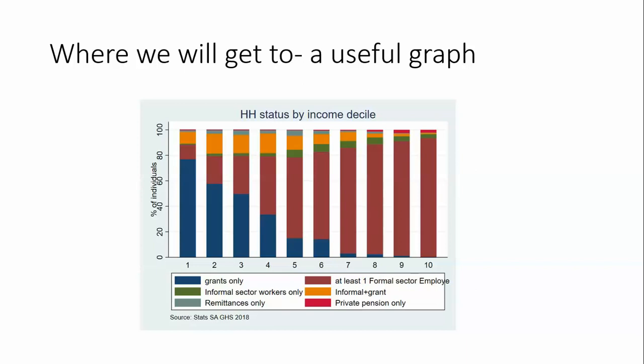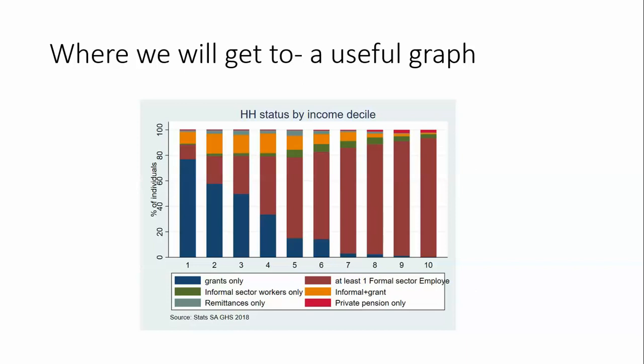You can then see that there is a small percentage of people who live in households in the bottom decile where there is at least one formal sector employee. And here, what I'm thinking is that formal sector employees are at least a little bit helped by the fact that most of them would be able to access UIF if they become unemployed.